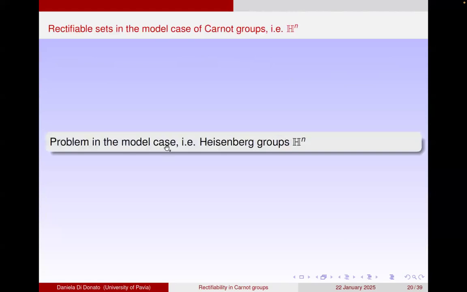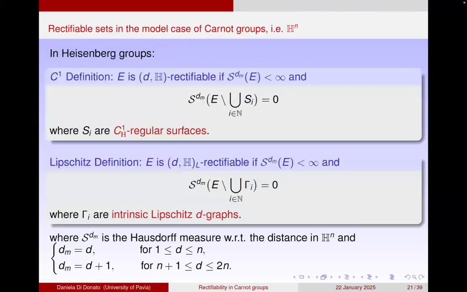Now I present the problem in the model case, the Heisenberg groups. E, a subset of Hn, is DH rectifiable, the C1 version, if it is possible to cover it with a countable union of C1H regular surfaces. The Lipschitz definition uses the intrinsic Lipschitz graph.